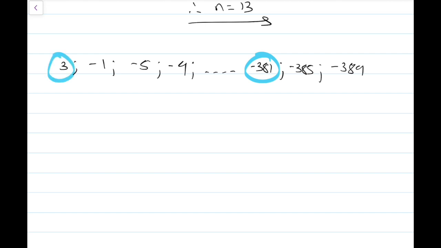Which means we've got a new sequence here. It's 3, minus 9, all the way to minus 381.